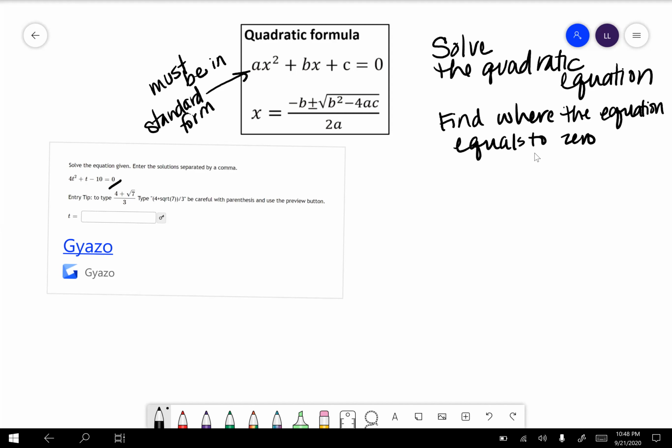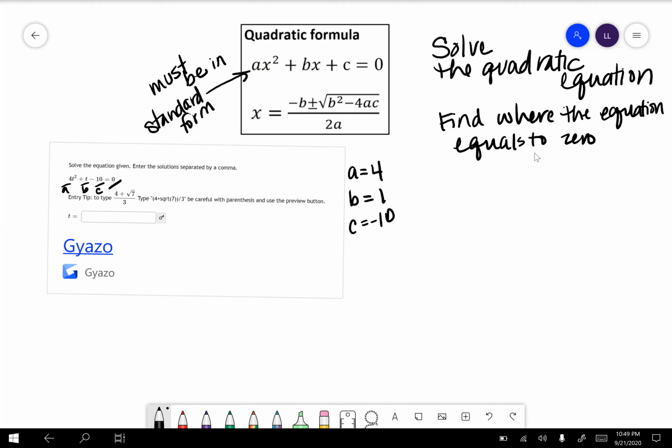All right, so let's go ahead and get started. What's A, what's B, what's C? A is my quadratic term, which is 4, the coefficient of my quadratic term. B is the coefficient of my linear term, which is 1. Remember, when there's no number there, it's understood to be 1. And C is my constant term, which is -10.